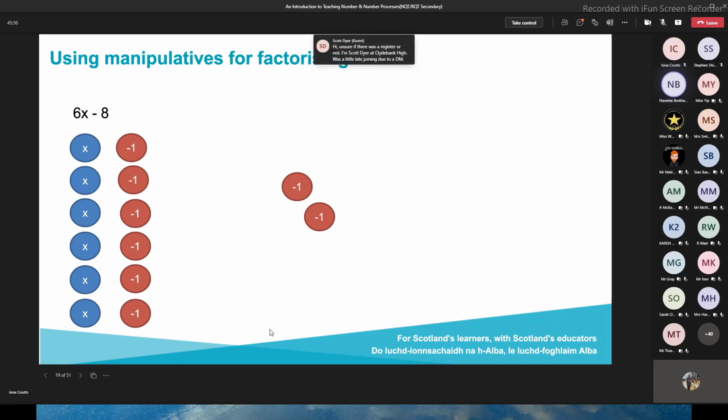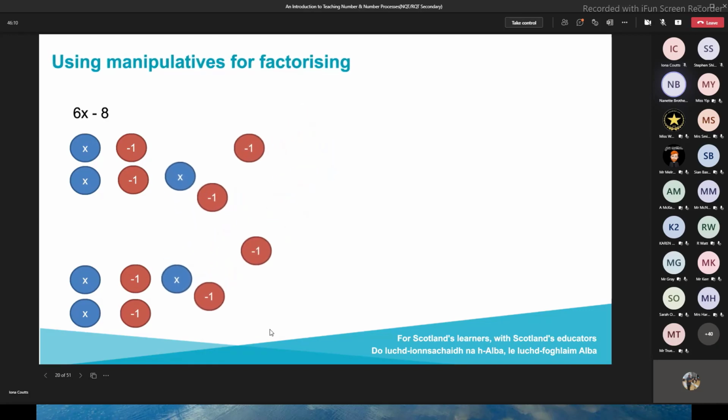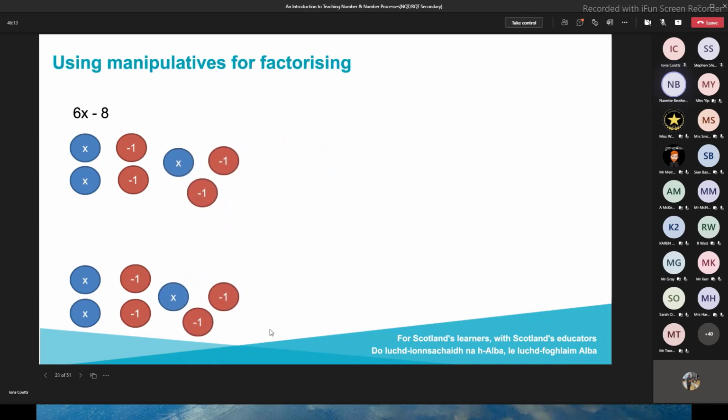So in the next one, we're trying to split it into 3. And again, it doesn't work out. We've still got those rogue 2 negative ones that don't fit in. So in the final one, we're going to split it into 2 equal sets, and this time it does work, and we can represent that in our table as 2 is a common factor, and it splits it into a 3x and a -4.